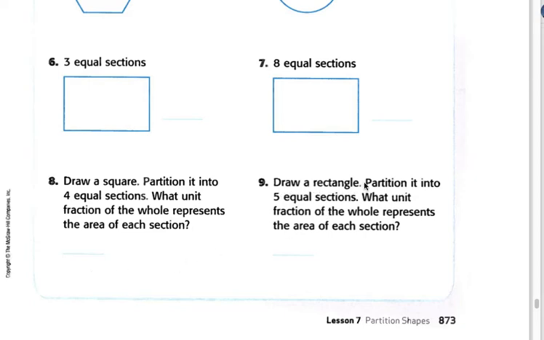Okay, the next one says draw a rectangle. Partition it into 5 equal sections. Now when you draw a rectangle, here's what you're going to do. You're going to draw your rectangle. This one's going to be hard though because we don't cut anything in half, but what you need to do is draw 4 lines. 1, 2, 3, and 4. And if you draw 4 lines, you're going to get 5 sections. So why don't you go ahead and do that and do your best to make them even. What unit fraction represents the area of each section? Our answer is 1 section out of 5, 1/5.